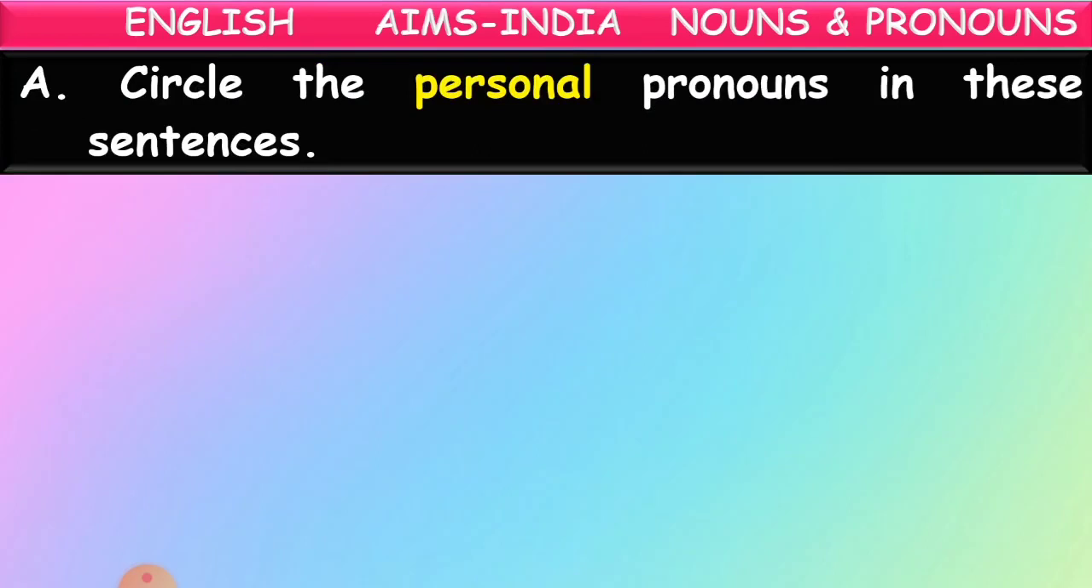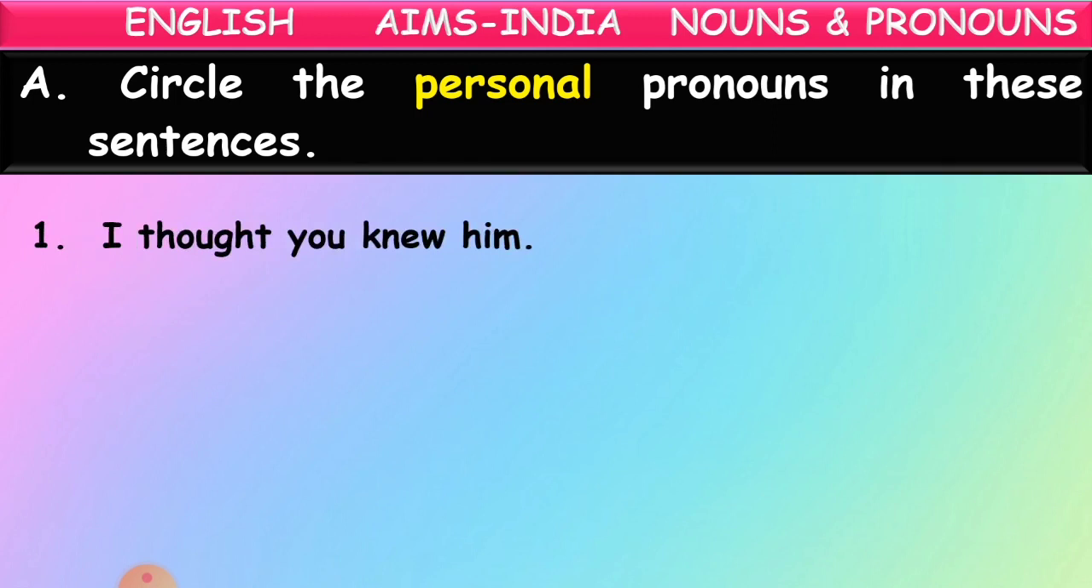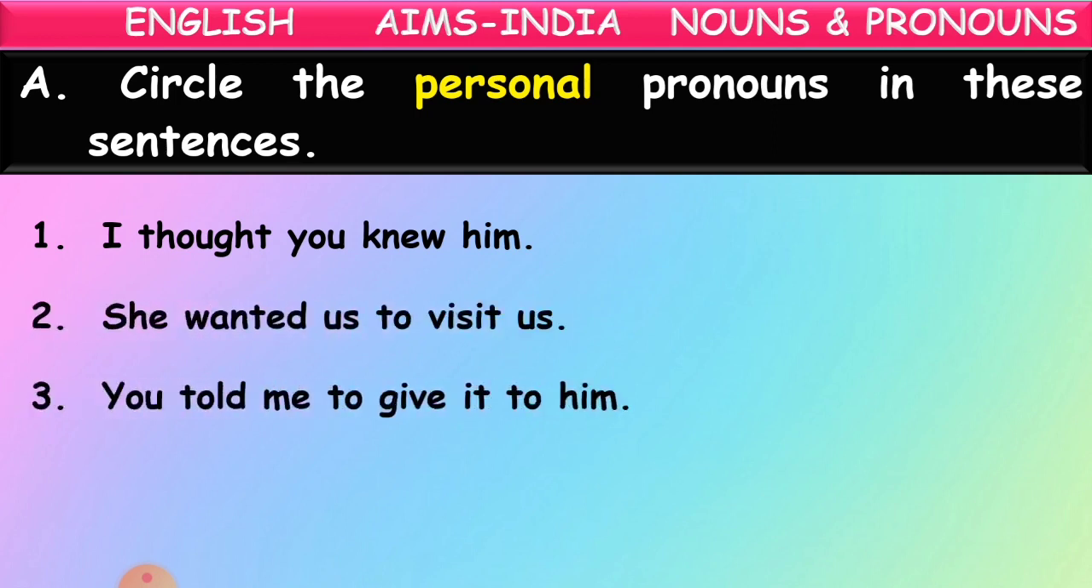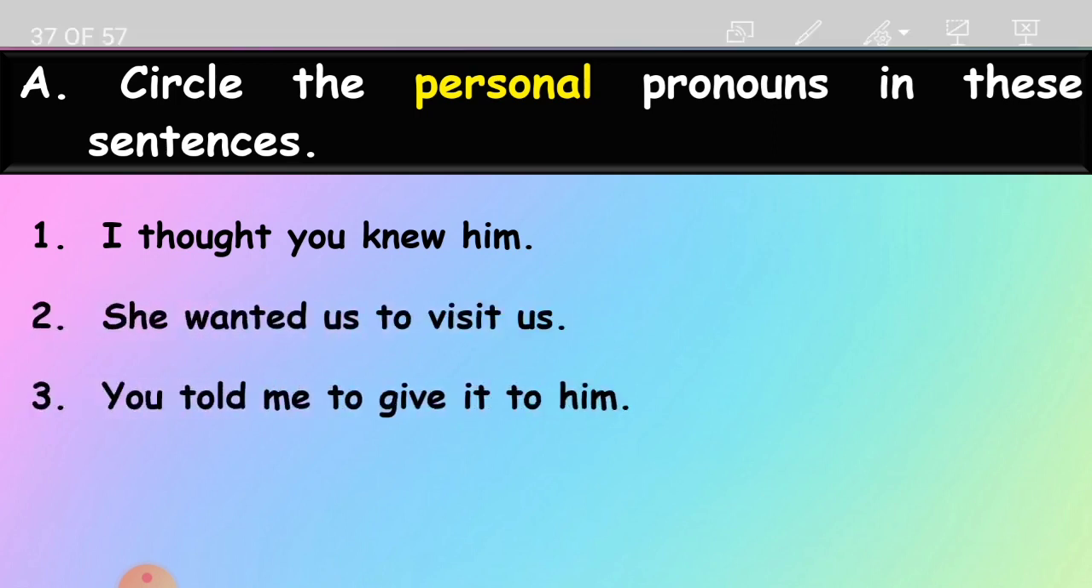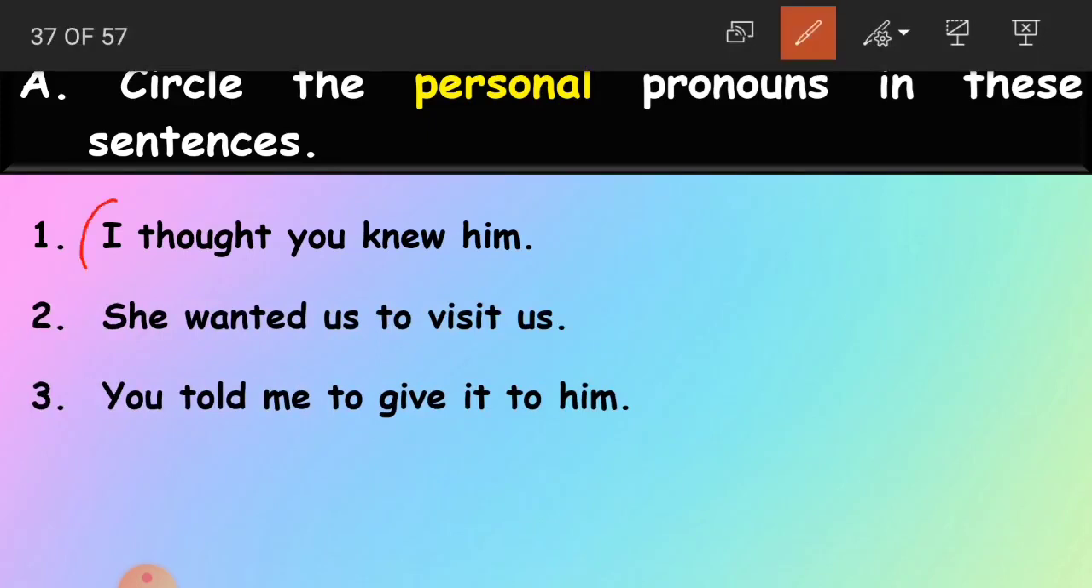Here, circle the personal pronouns in these sentences. Do you remember them, children? What are personal pronouns? I, me, you, he, him, she, her, it, we, us, they, them. All these are personal pronouns. Now let us start circling them. The first one: I thought you know him. So I is a personal pronoun, and him also is a personal pronoun.